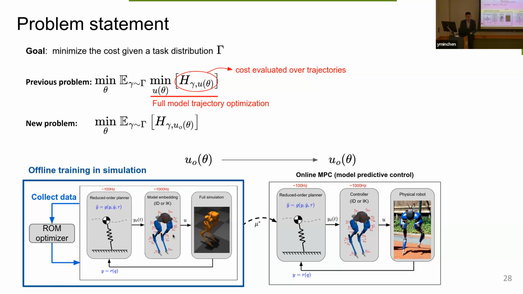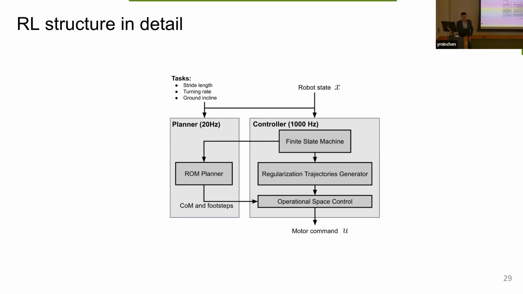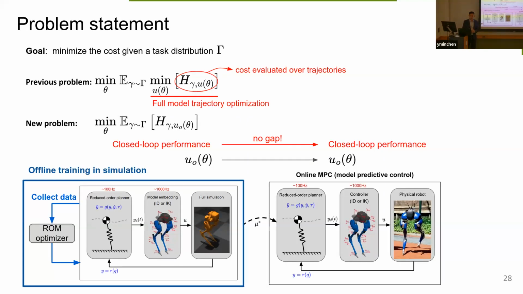So this is the same MPC as the one that we use online. And we train it in simulation. So we basically run a lot of simulations, collect data, and given this data, we optimize the model parameter. So now I have closed loop performance to closed loop performance. There's no gap. And the change from the previous problem to the new problem looks pretty simple, but this actually makes this a reinforcement learning problem.